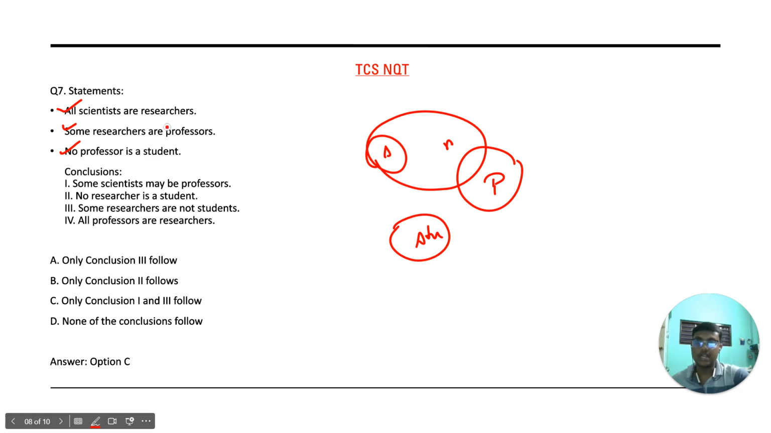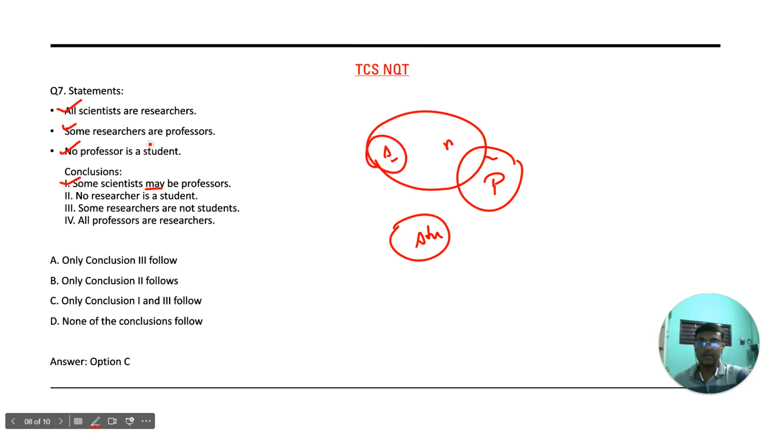So from the statements we see that we have no relation between scientists and professors, but as here they have used may, thus we can say that there might be some relation between scientists and professors because they have some common part inside the researcher circle, and that can intersect between each other, and hence some scientists may be professors is the correct conclusion. The second conclusion says no researcher is a student.